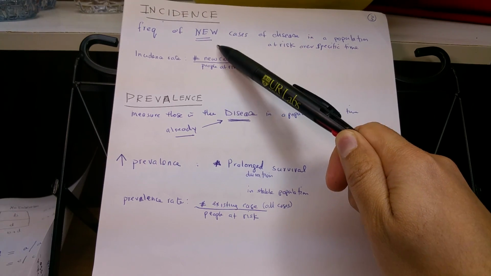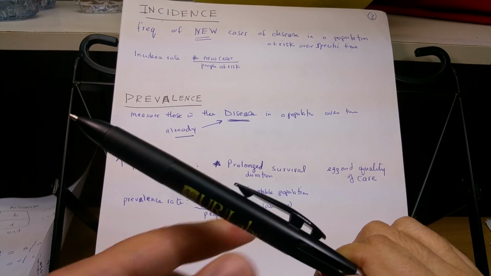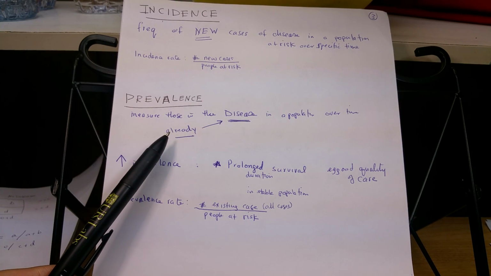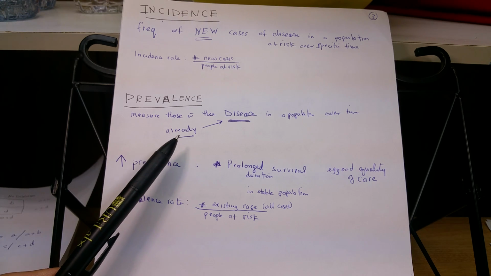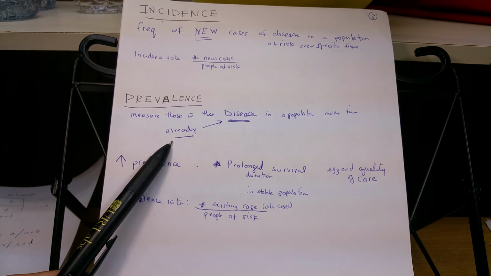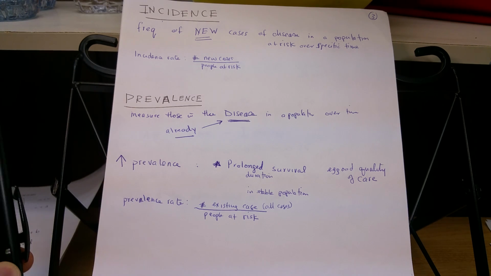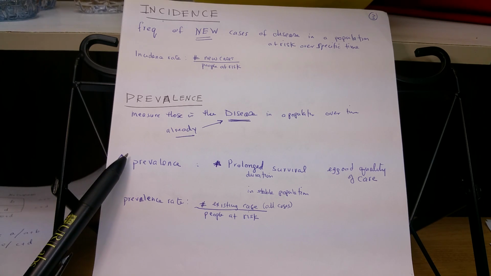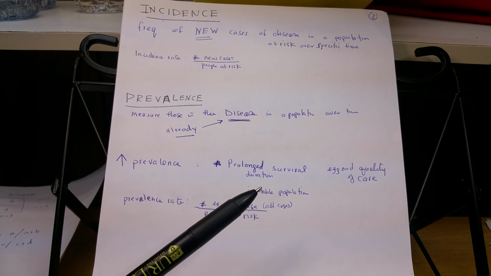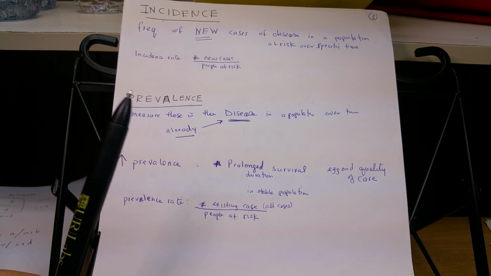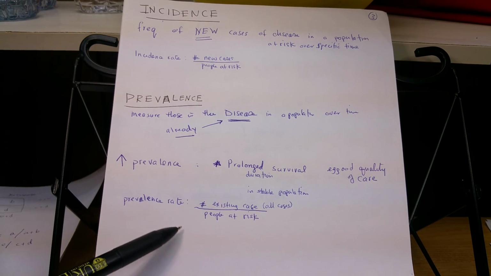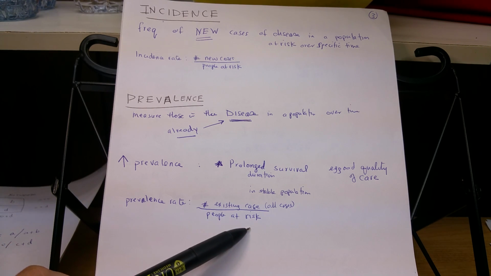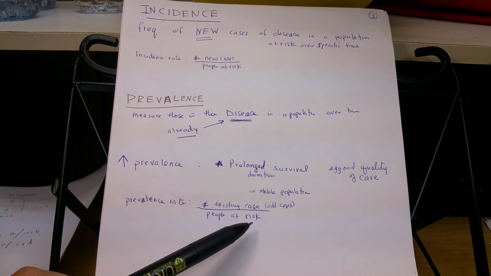Something happens: incidence is new. While prevalence measures those who already have the disease, not the new cases, the already present cases in a population over time. What increases the prevalence? If there is prolonged survival duration or good quality of care, the prevalence increases. The prevalence is the number of existing cases divided by the population at risk over time.